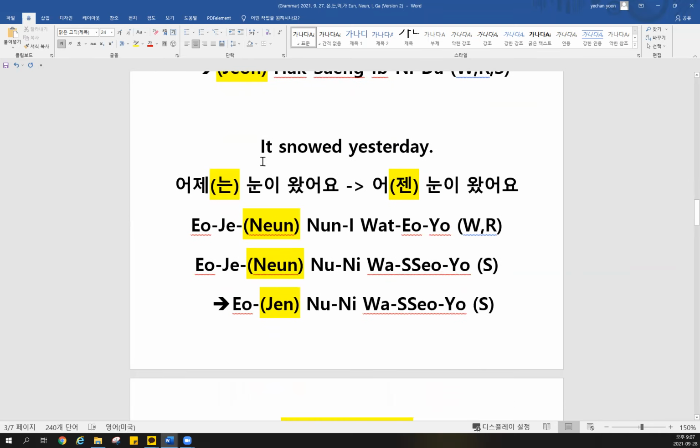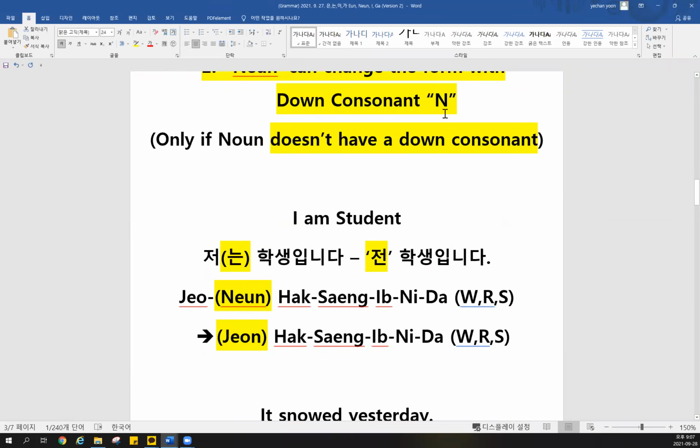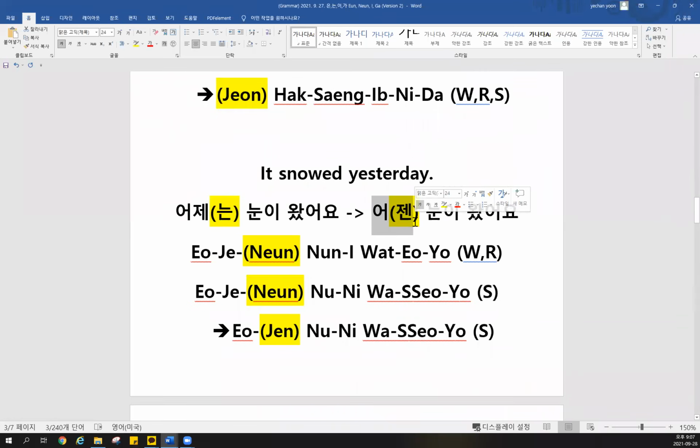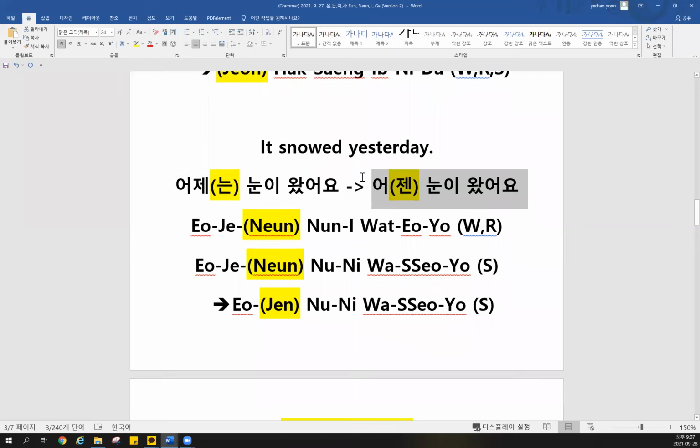Okay, how about another one? It snowed yesterday. Yesterday is 어제. We learned it before, right? And there's no down consonant here. So it's gonna be 는, but this form can be changed to plus N with the down consonant. Then now we can say 어젠 눈이 왔어요. 눈이, like snowing, 왔어요, just came down. So 어젠 눈이 왔어요. All right, just like this.